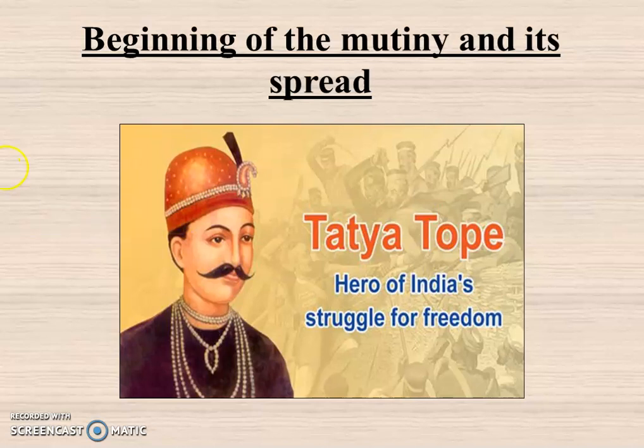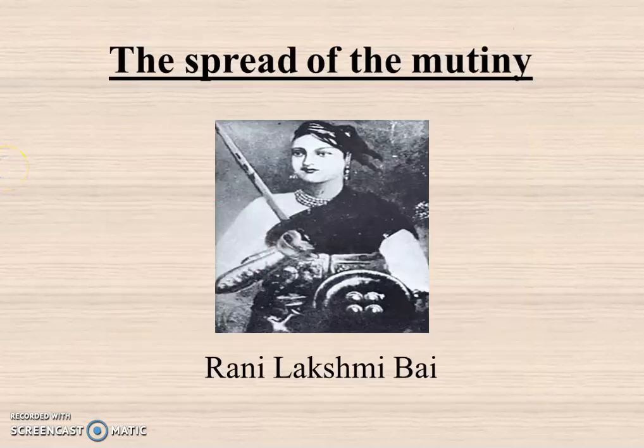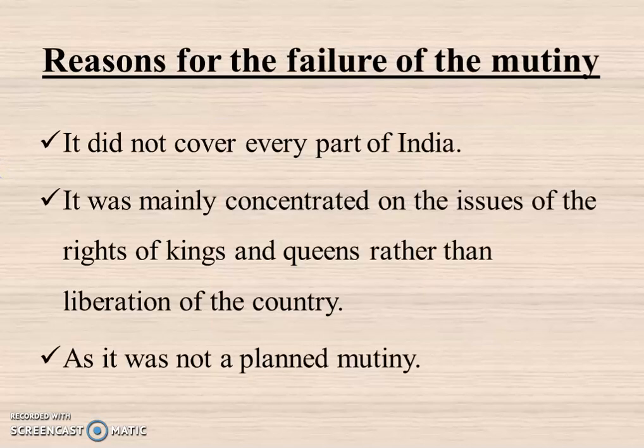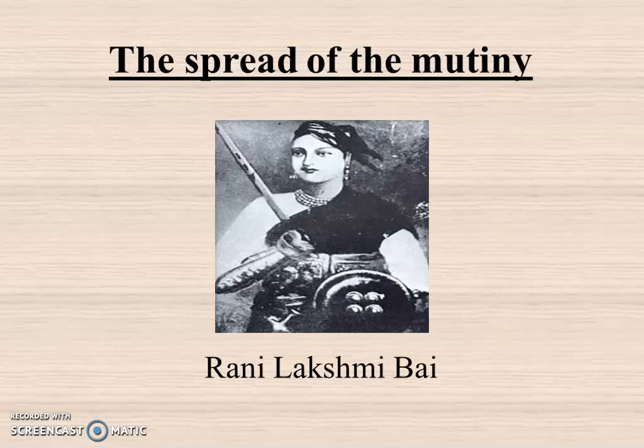Now next, the spread of the mutiny. Meerut was a major British military base. The Indian soldiers stationed here refused to use the bullets of the new guns. Many soldiers were arrested. This led to mutiny in Meerut. The soldiers barged into the prison and released the imprisoned soldiers. This became the seed for the Indian freedom movement.